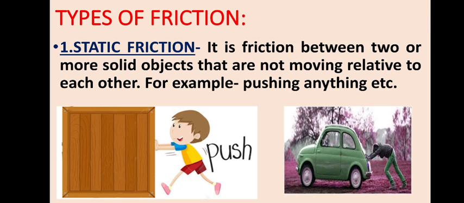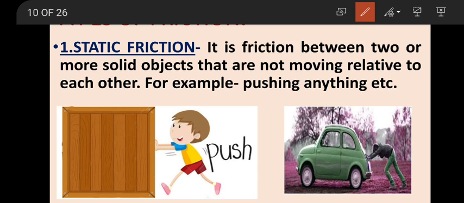You know the meaning of static. Static means something which is standing or stationary, which is not able to move. So when any object lies on the ground, for example, any heavy object, when we try to push it, there comes the friction between the object and the surface. So this is the object, and the object is lying on the ground. These two, the object and the surface of the ground, are in contact.